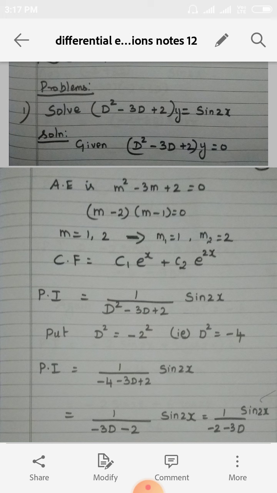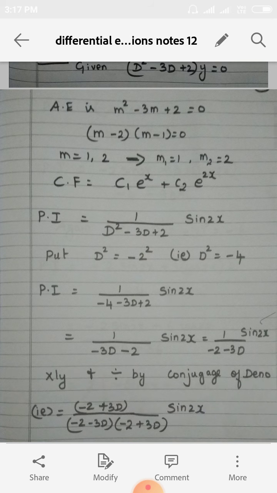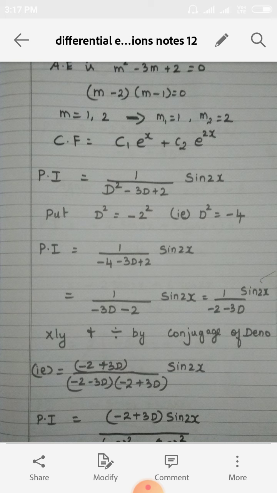That is, m1 is equal to 1 and m2 is equal to 2. See, the two roots are not equal, so the roots are real and distinct. So what is the complementary function? C1 e power m1x plus C2 e power m2x. So we get m1 is equal to 1 and m2 is equal to 2. So the complementary function is C1 e power x plus C2 e power 2x. Right. Now find the particular integral.